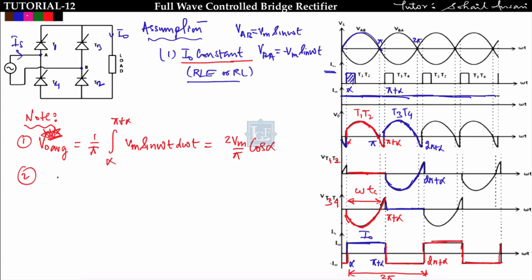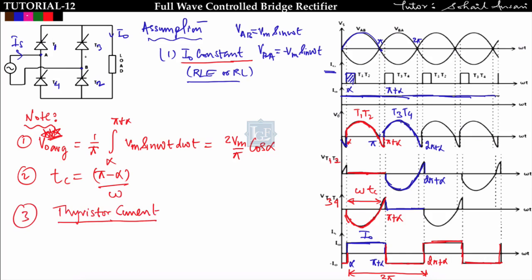Now the second point is that you have to find the circuit turn-off time. We have already found the circuit turn-off time. The thyristor is reverse biased for the period pi minus alpha, that is equal to pi minus alpha upon omega. Now see the third point: we have to find the thyristor current. Each thyristor conducts from alpha to pi plus alpha for T1 T2, and from pi plus alpha to 2 pi plus alpha for T3 T4.